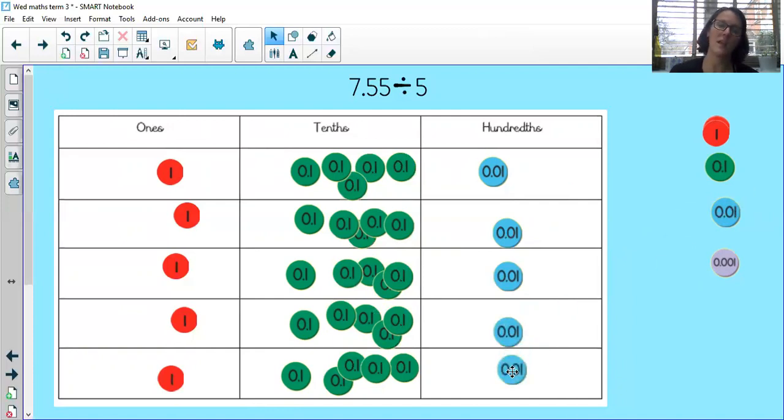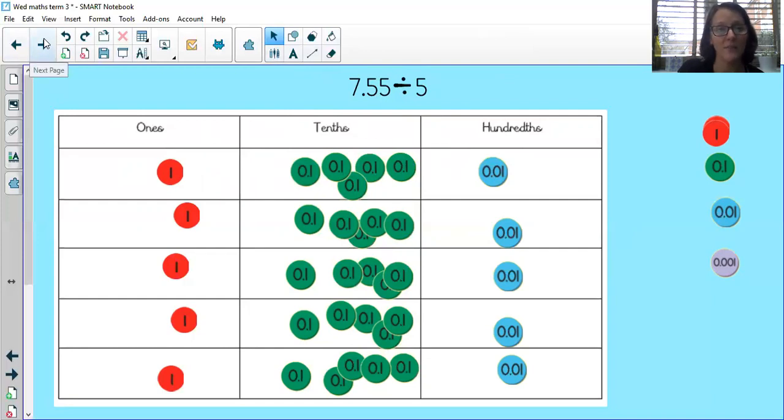So, how many do we have in here? 7, and we divided it by 5. So how many have we got in this column? 1, 2, 3, 4, 5. 5 point, how many in here? 5. And how many here? 1. So the answer to 7.55 divided by 5 is 1.51.